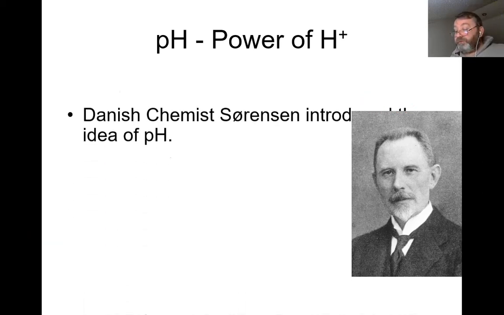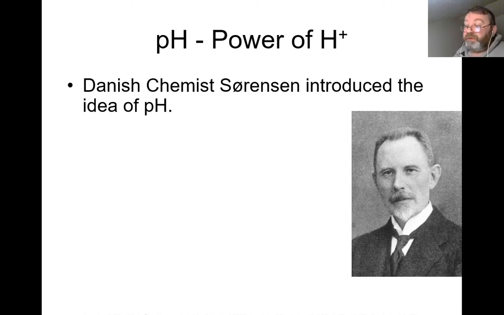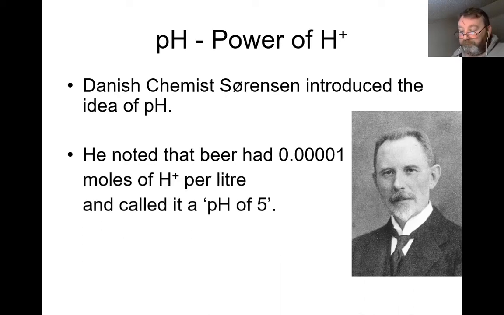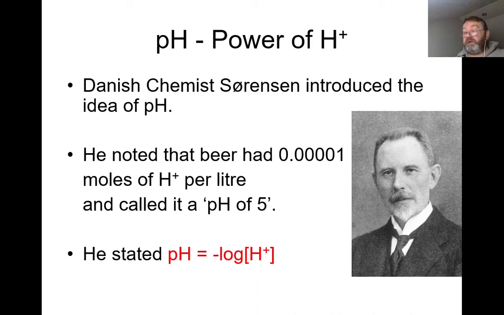Okay, so just to say, Danish chemist Sorensen introduced the idea of pH. He noted that beer had a 0.00001 moles per litre concentration. And he called this a pH of 5. How? By using the following formula. And this is a formula you have to learn. That the pH of any solution is simply nothing more than minus the log of the hydrogen ion concentration.